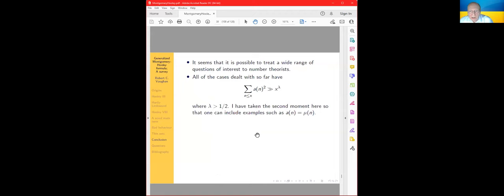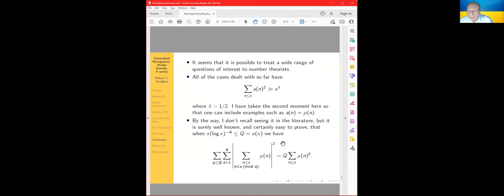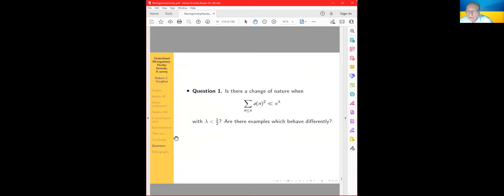Oh, there's a question. Is this in the literature? Does anybody know if the Möbius function has been treated? I couldn't find it in the literature. Interesting question. Pretty easy to do, actually, once you've seen these techniques, but still. Anyway, the first question I have is: is there a change of nature if lambda is less than a half? All the results we have are for when the size of this is bigger than x to the 1/2. What happens at x to the 1/2? Do things get worse? Better? Different? Are there any examples?